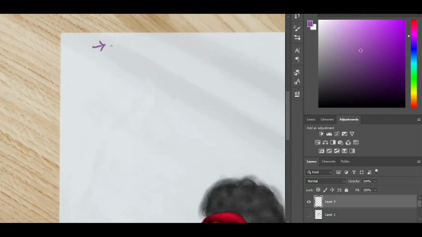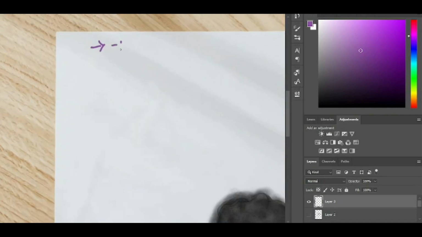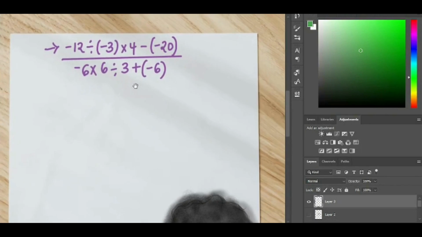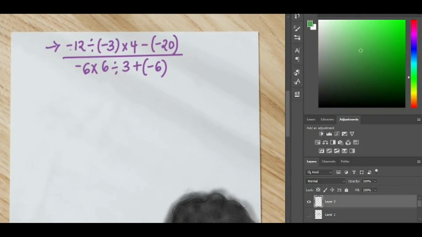Let me zoom in. We have negative 12, then divide by negative 3, and then times 4, and then minus negative 20. Then the whole of this has been put over negative 6 times 6 divided by 3 and then plus negative 6. So for such questions, what we usually do, we work out the different operations first.